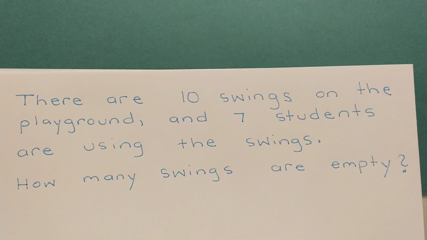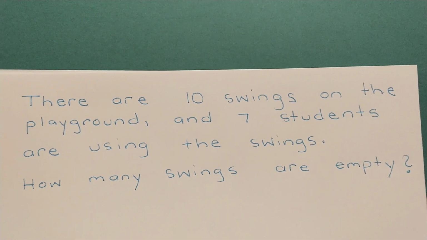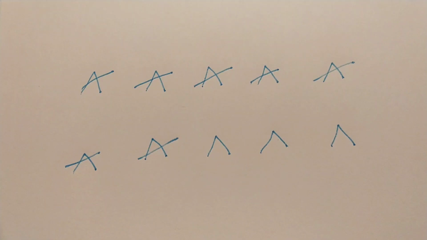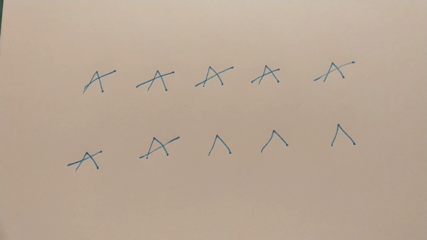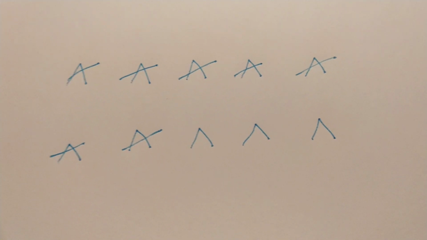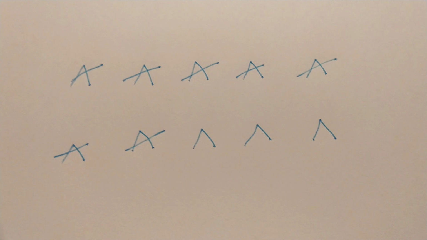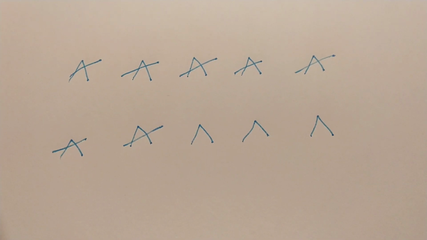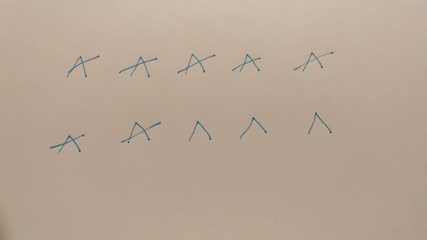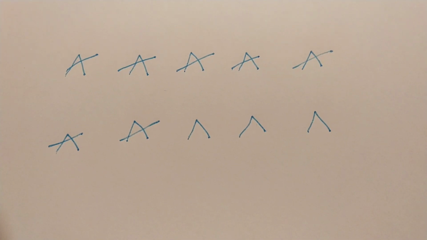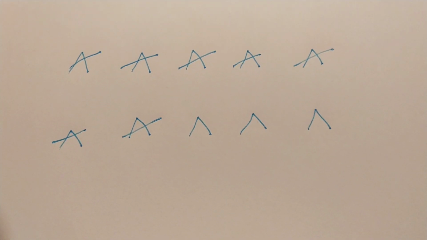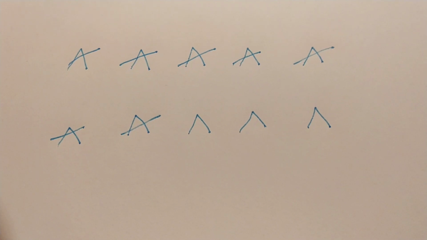There are 10 swings on the playground and 7 students are using the swings. How many swings are empty? So to solve this problem, I drew 10 swings. And then I also crossed out 7 swings because each of those 7 has a student on it. The swing sets that are not crossed out, I'm going to count those. There's 1, 2, 3. So my answer is 3, correct?